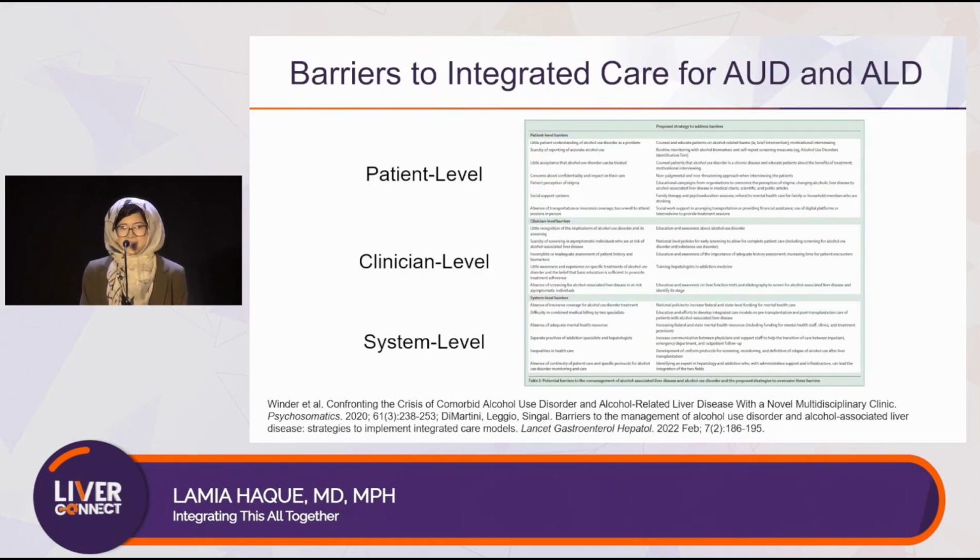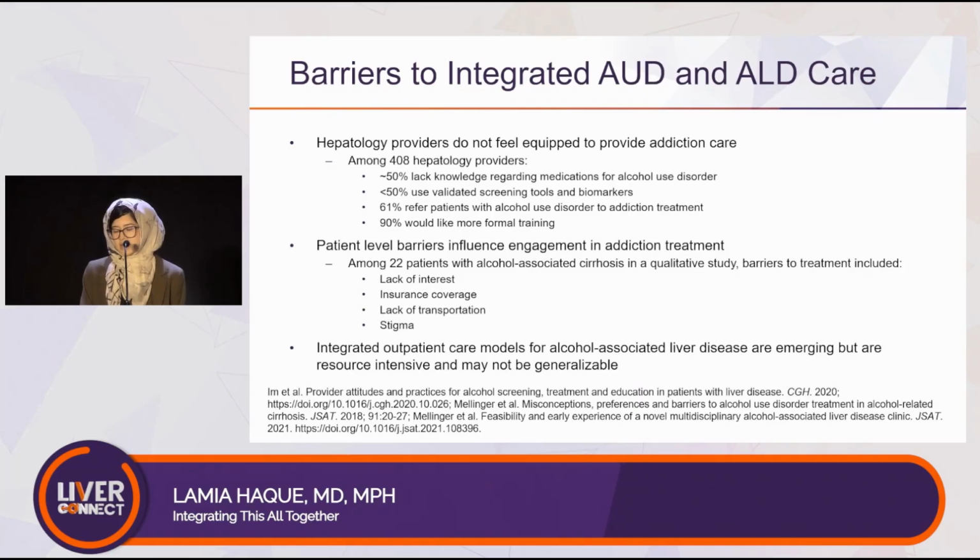So there are many different barriers to implementing integrated care, and I'll quickly go through some and then talk about what in the future the efforts are to try to improve this. There are patient, clinician, and systems level barriers, as there are for many initiatives in medicine. On the clinician side, hepatology clinicians don't always feel equipped to provide this treatment. It's not part of our usual training. Many feel like they lack the knowledge and don't understand what the validated tools might be, but there's great interest, at least among respondents of one large national survey, to have more of that training.